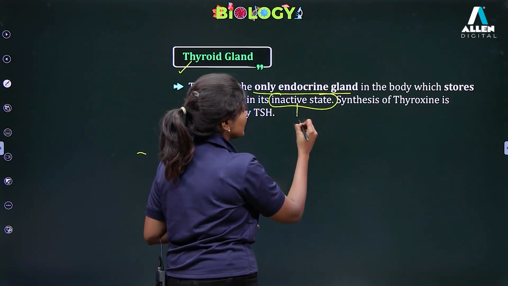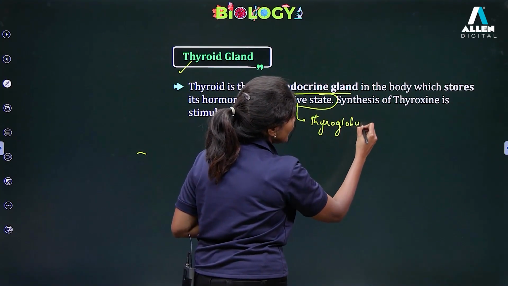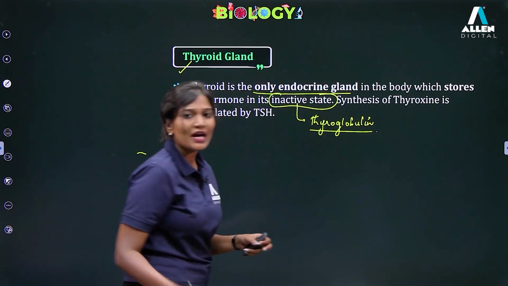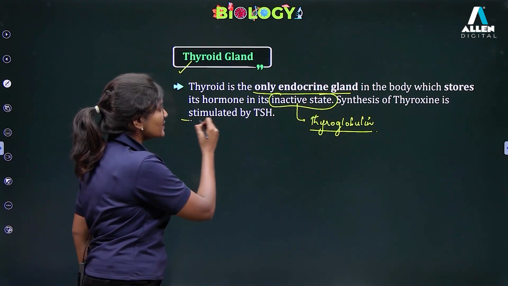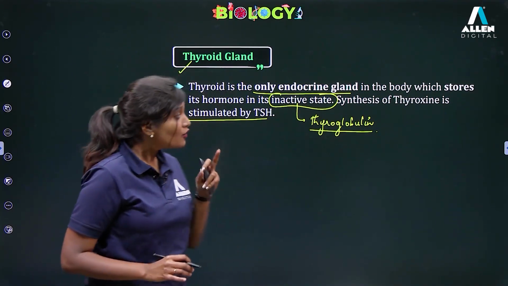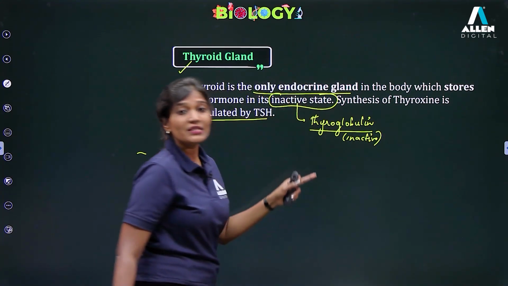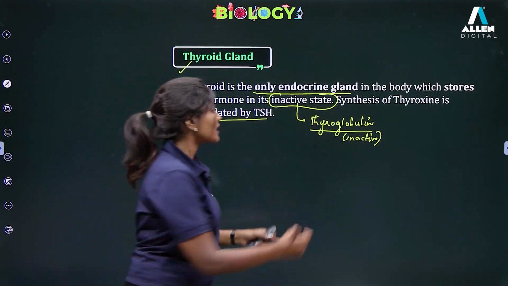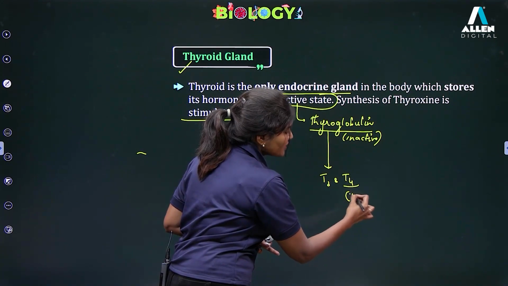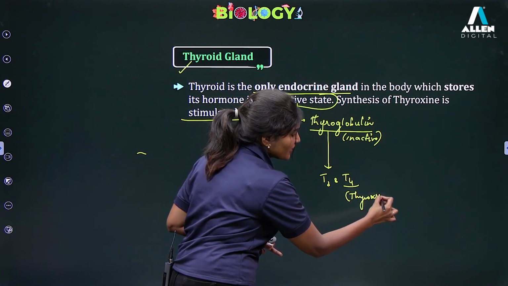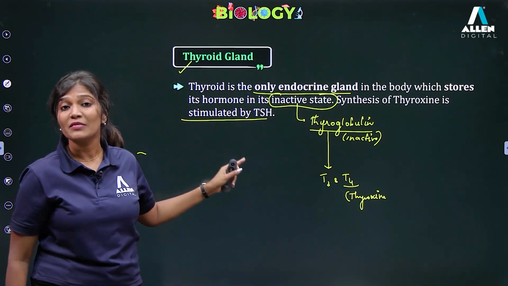So what is that inactive form going to be? This is going to be thyroglobulin. So thyroglobulin is the inactive form which is actually present in the body. Next, the synthesis of thyroxine is stimulated by TSH. Just understand carefully. Thyroglobulin is inactive, and this inactive form will not do any function. It has to be converted into a very active form, that is T3 and T4. And T4 is called thyroxine. Now the question for us is how this thyroxine is actually produced. So the synthesis of thyroxine is stimulated by TSH.